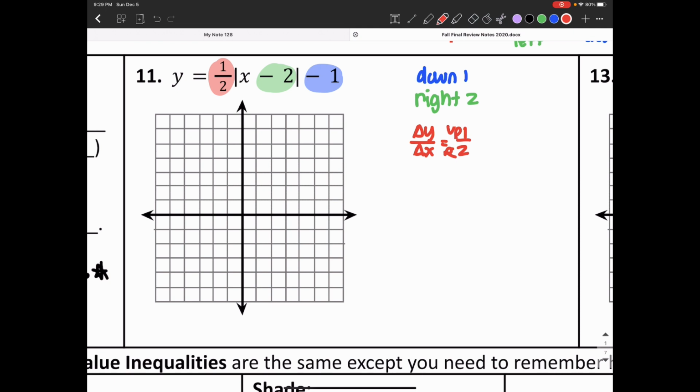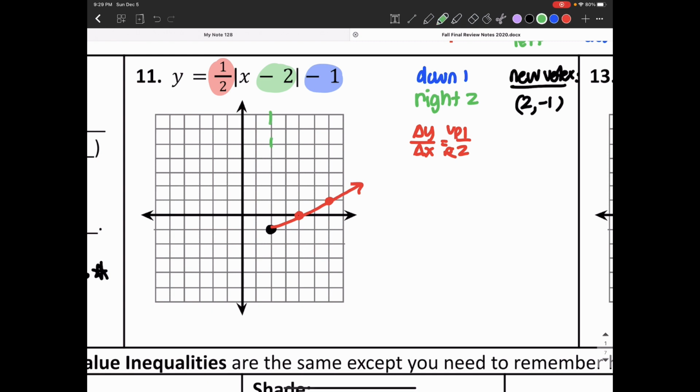I'm going to first graph my vertex. The first thing I wanted to do is find the new vertex. The new vertex is based on the fact that from 0, 0, I'm moving down 1 and to the right 2. So my new vertex is going to be at 2, negative 1. This is my new vertex, 2, negative 1. And then on the right-hand side of that, I'm going to be going up 1 to the right 2, up 1 to the right 2, up 1 to the right 2. And this is the right-hand side of my graph.